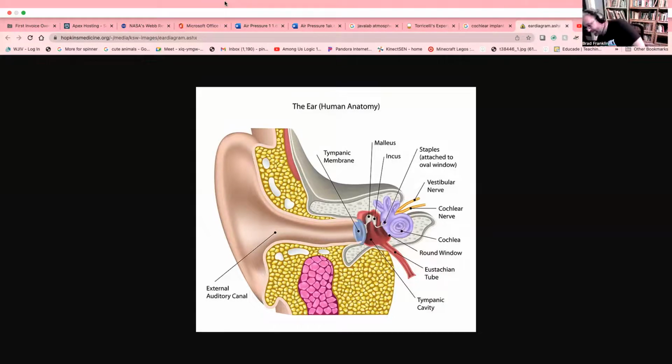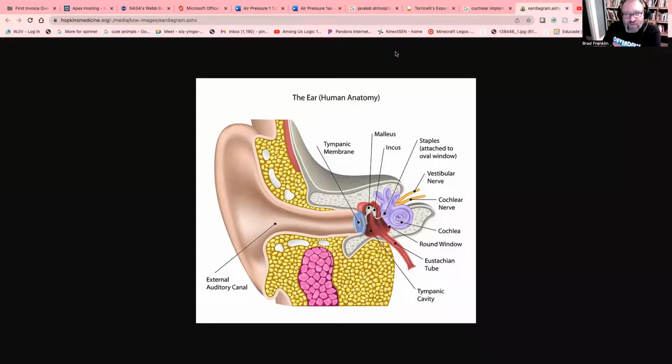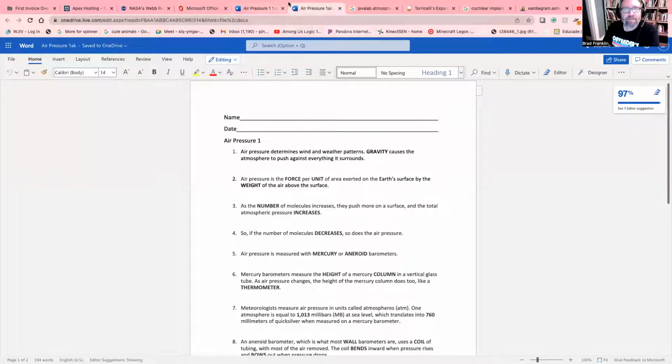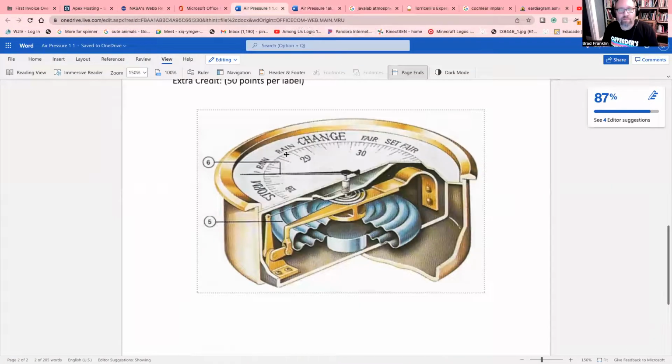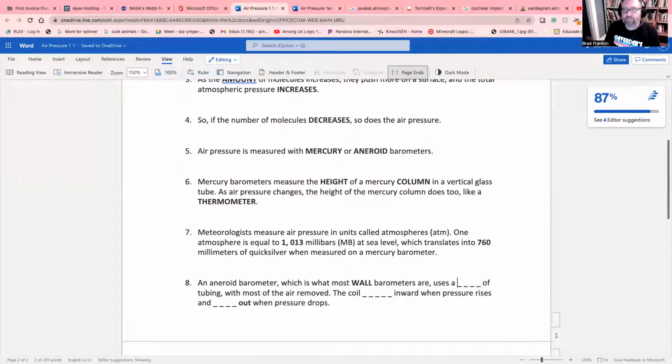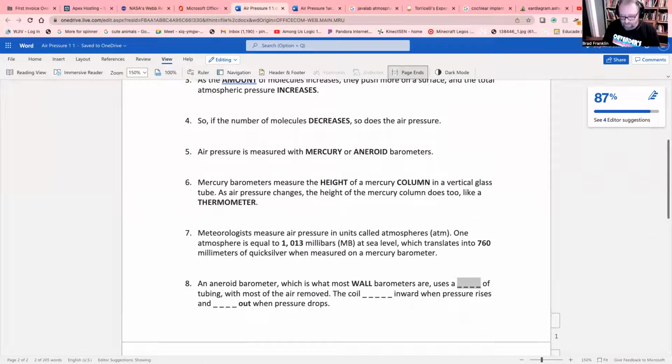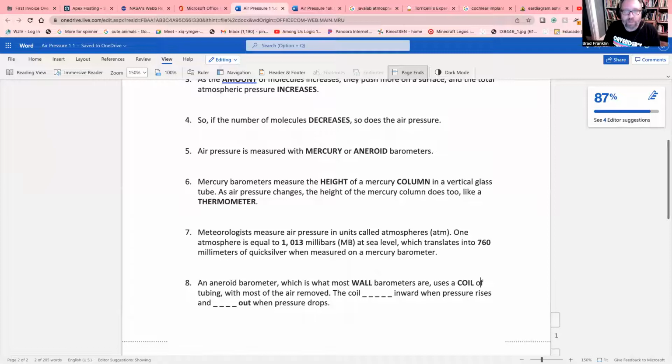That's all I wanted to say. Shaped the same way. But that shape is called a coil, C-O-I-L. Coil of tubing with most of the air removed. What do you call it when you remove most of the air? You make a vacuum, you're evacuating it. Good.